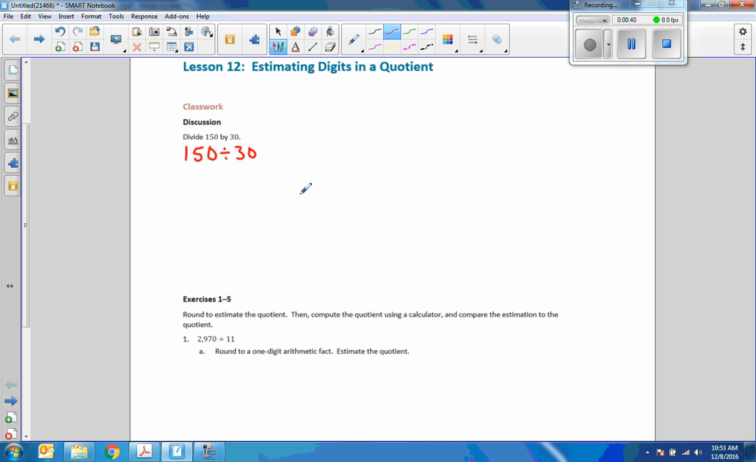Using the place values of 10, how can we represent this problem in a different way? Since these both end with 0, we could say this is 15 tens. 15 times 10 is 150, divided by 3 tens. And if we cancel the tens, then we're really just doing 15 divided by 3. And 15 divided by 3 is.